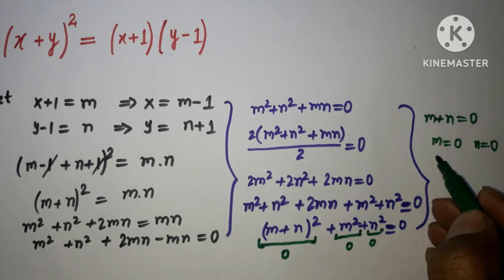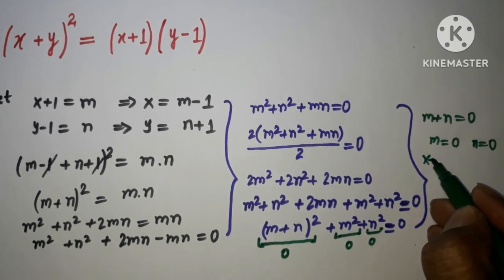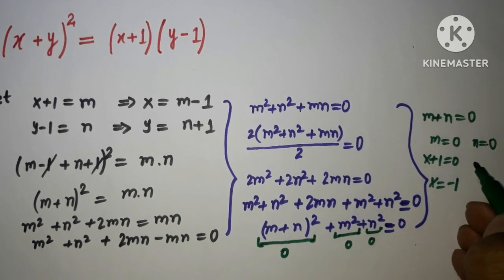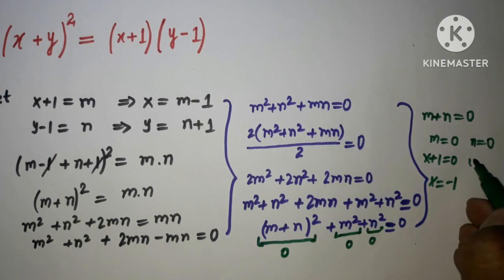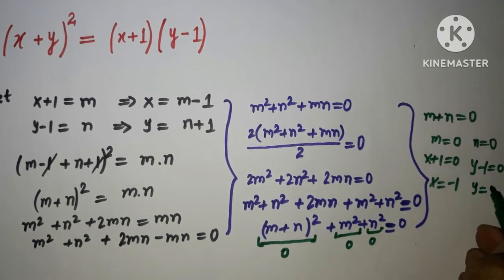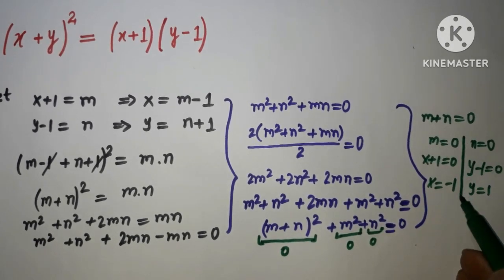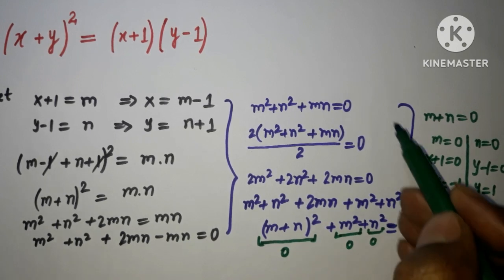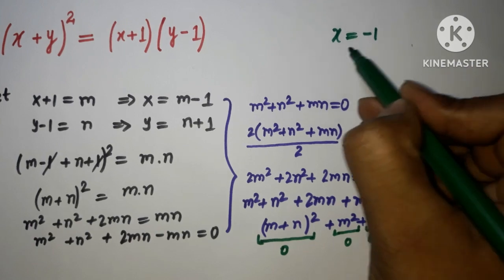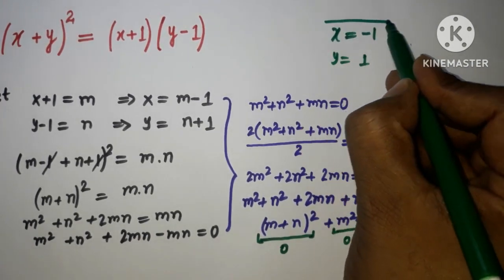We had already considered m = x + 1, so x + 1 = 0, we have x = −1, and n = 0, so n was considered as y − 1, so we have y = 1. So you can see there we have these values. So obviously our answer is x = −1 and y = 1. So this is our solution.